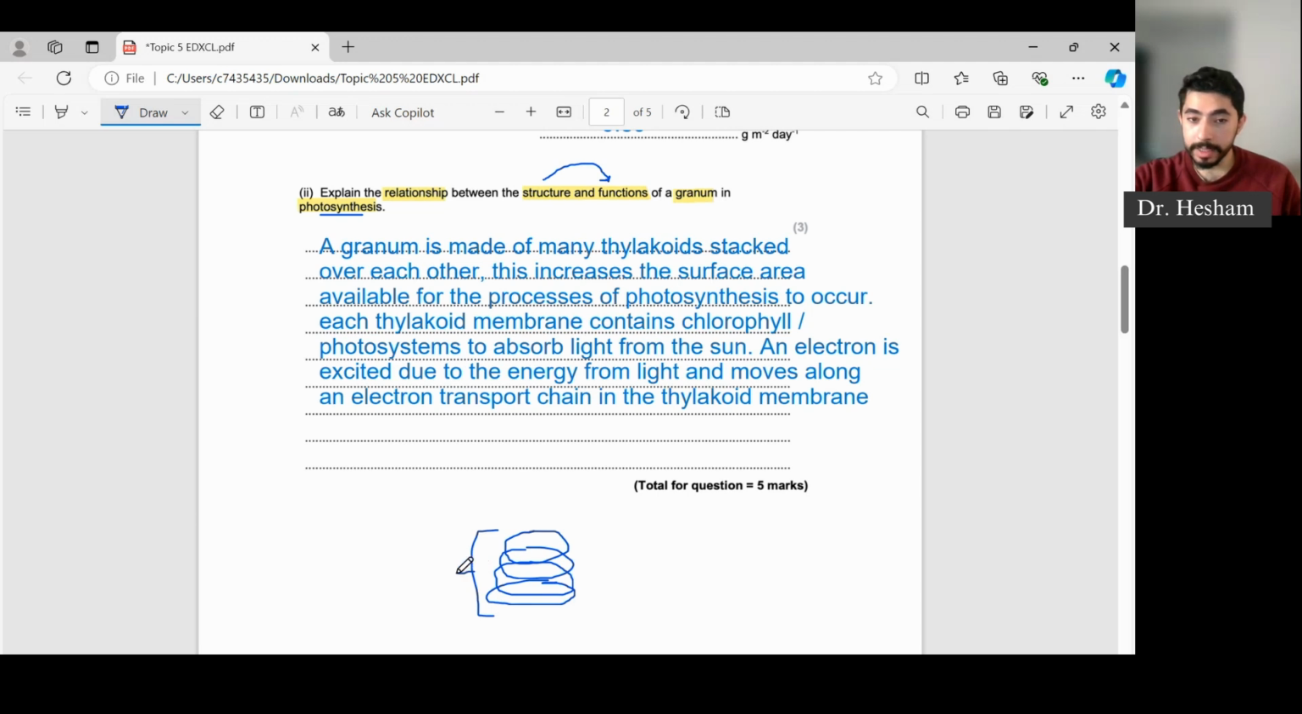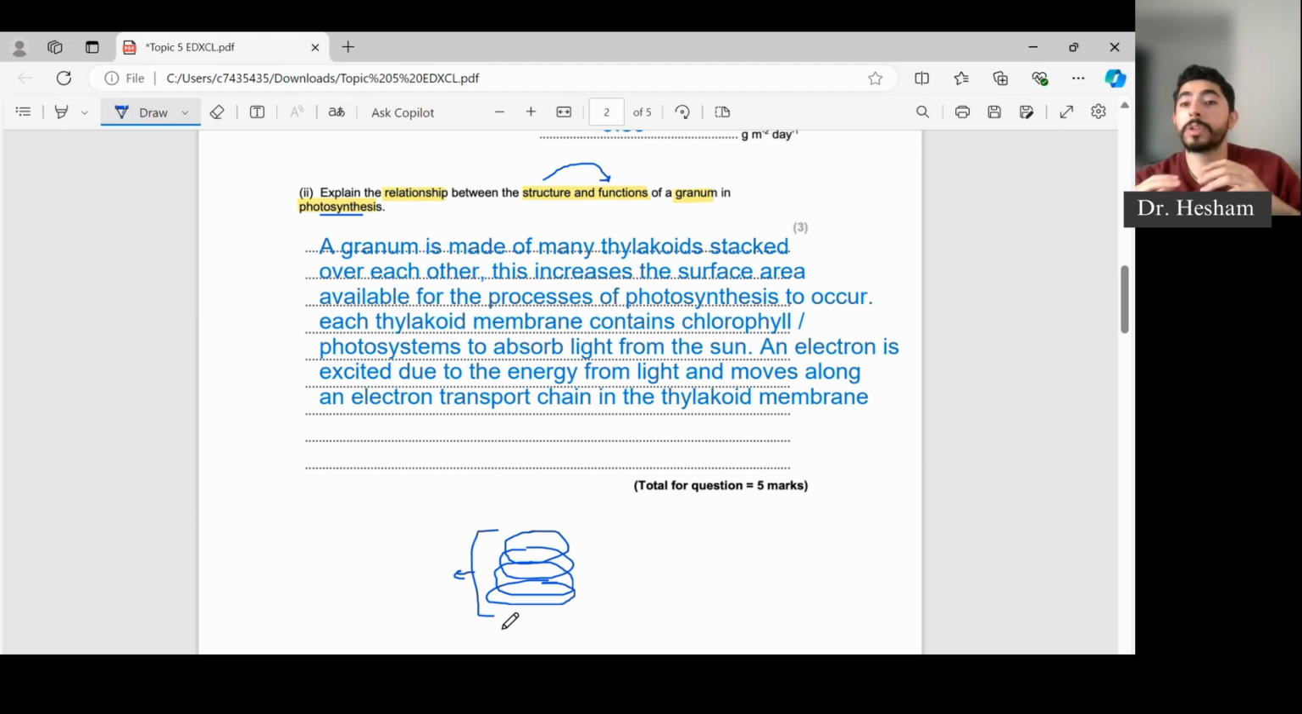How is the structure of stacking thylakoids over each other helpful for photosynthesis? So you have to mention that a granum is made up of thylakoids stacked over each other. And then you have to talk about the function. This is the structure. Then you have to talk about the function. How does this enable the function to happen?